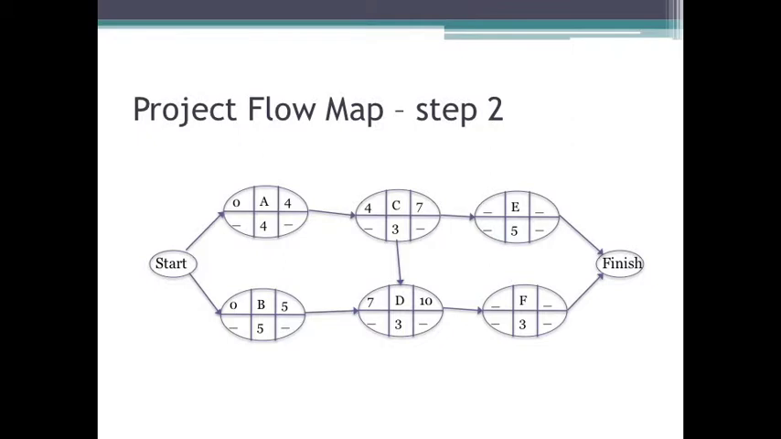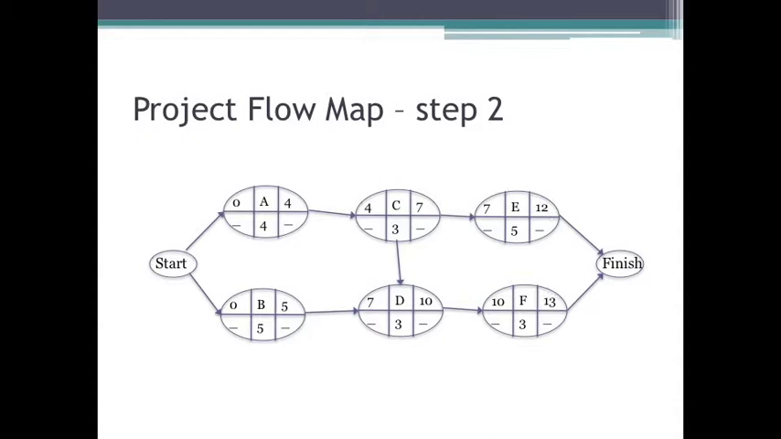So we go on. E has C for a predecessor. So C's earliest finish time of 7 becomes E's earliest start time of 7. And D has F for a predecessor, so D's earliest finish time of 10 becomes F's earliest start time of 10. Well, once we have this, it becomes straightforward. E's earliest finish time, 7 plus 5, is equal to 12. F's earliest finish time, 10 plus 3, is equal to 13. And so we now have the earliest finish times for both E and F.